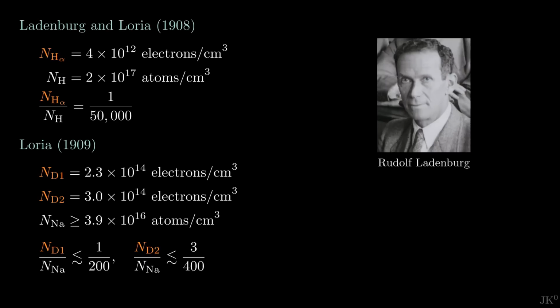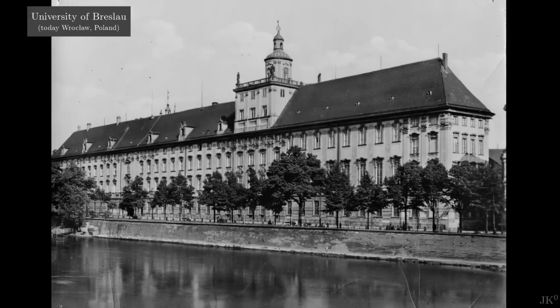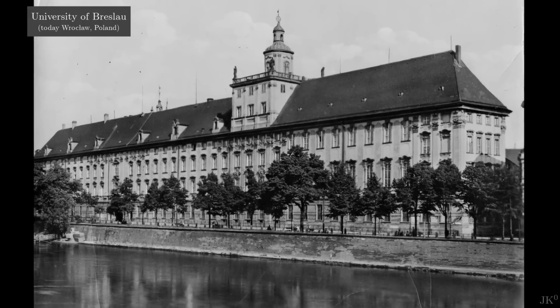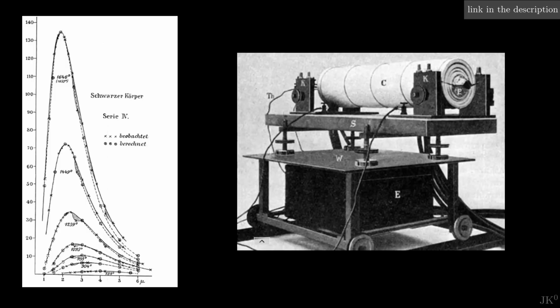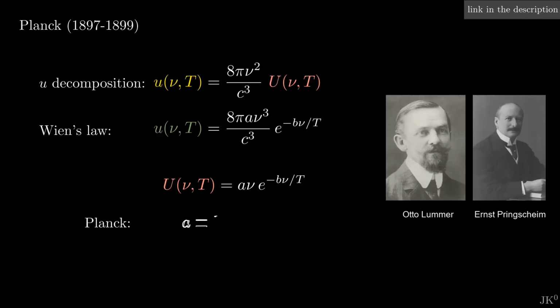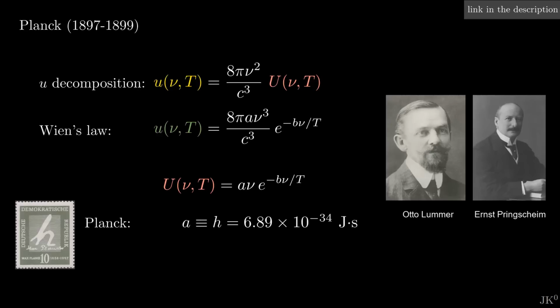Part of Ladenburg's inspiration for solving this puzzle came after he was asked for a favor. At the University of Breslau, the senior experimentalists were Otto Lummer and Ernst Pringsheim, famous for their dedicated experiments on black-body radiation that guided Planck to his groundbreaking work in 1900. You might remember them from my first video on this series.